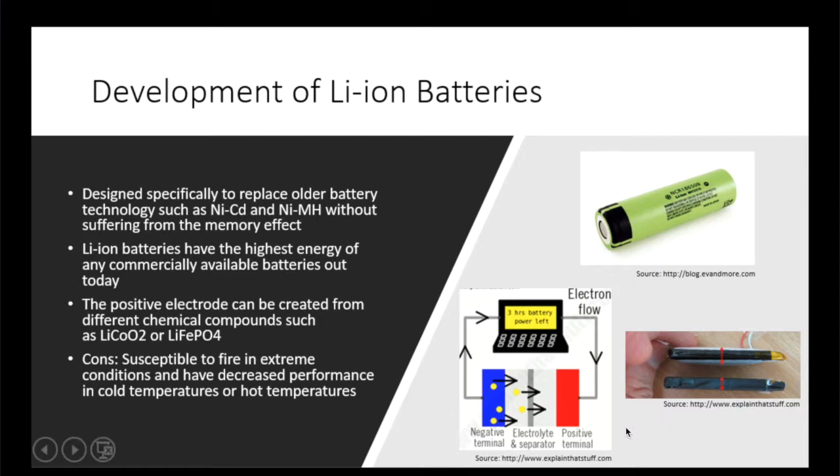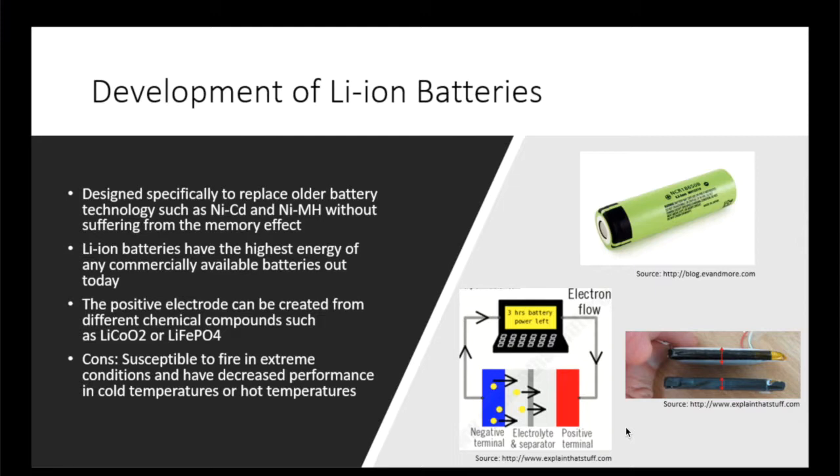The lithium-ion batteries have a positive electrode that can either be made from lithium cobalt oxide or lithium iron phosphate. Changing the positive electrode can alter the battery's characteristics, such as the voltage and discharge rate, and the negative electrode is usually created from carbon, like graphite.